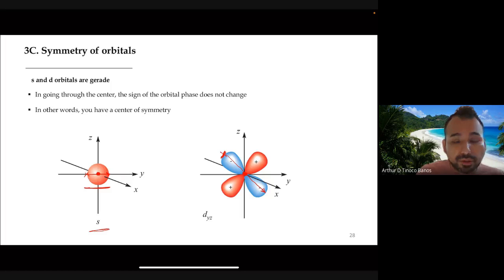Let's go through another part of this orbital. How about if I start from here? I go through here and then end up over here. What do we know? Do we see any change? No, we do not. So again, we don't see any change. It turns out that these two orbitals are symmetrical.